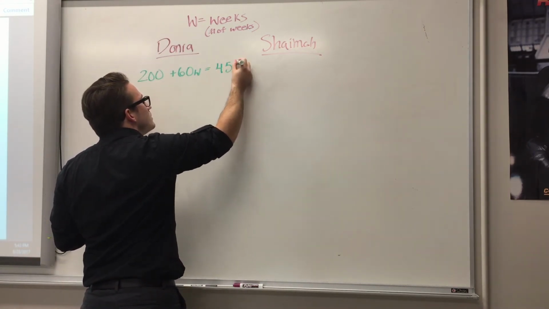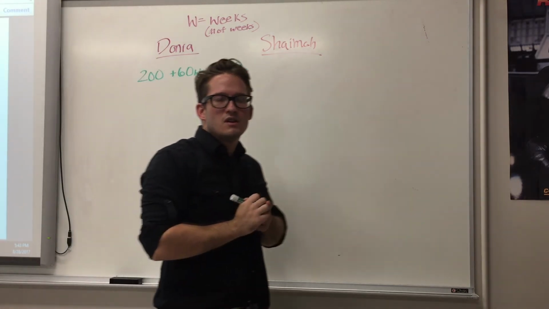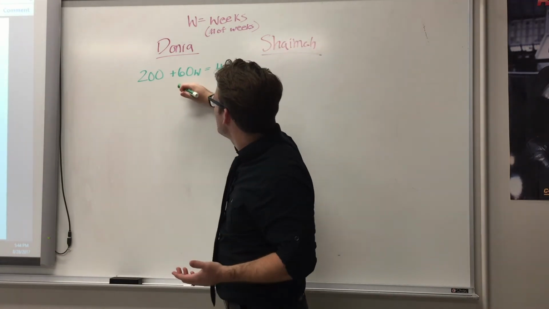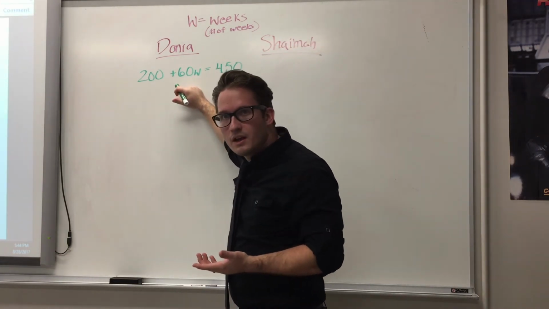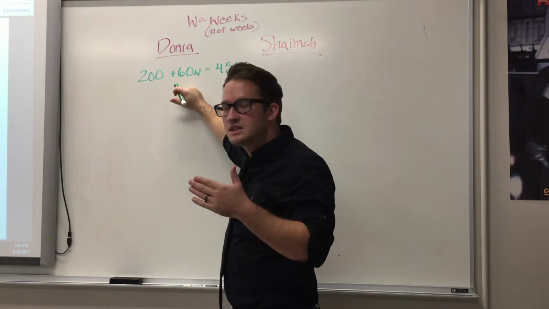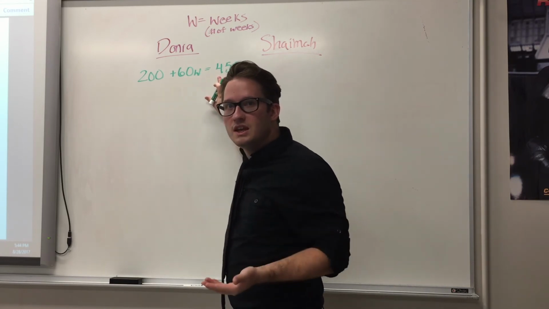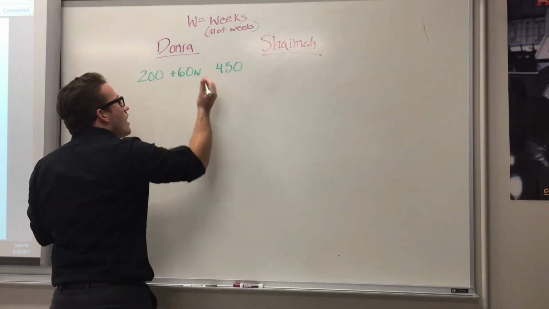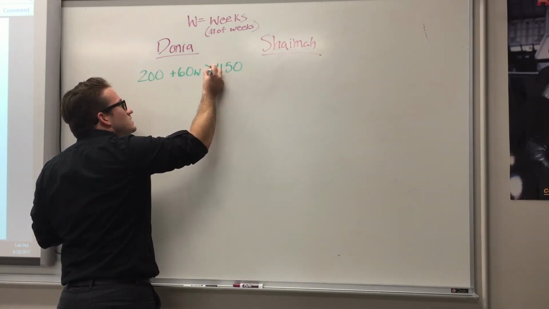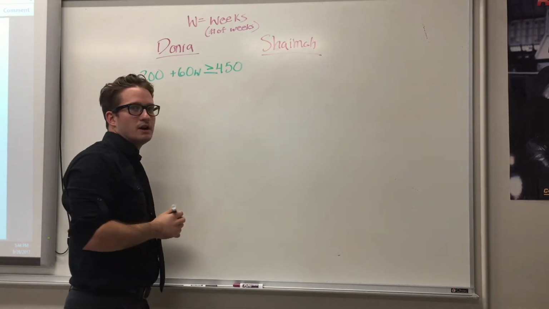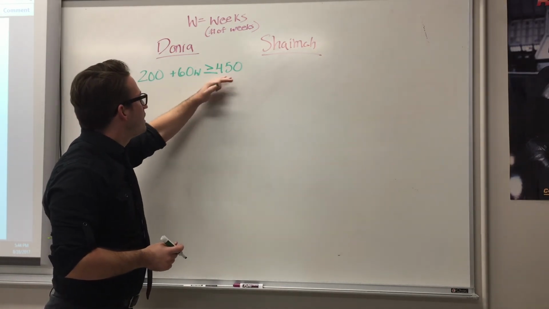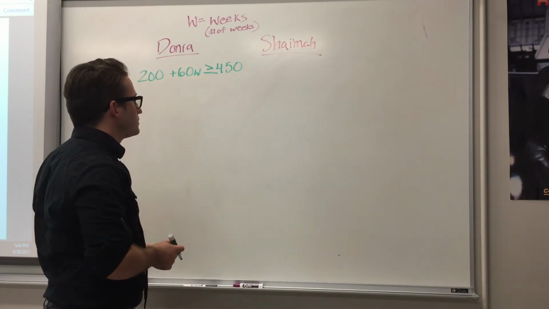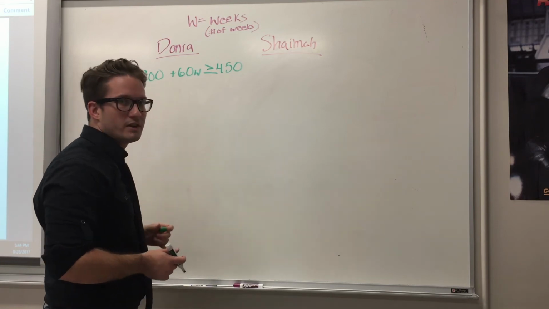Does that mean it's equal to? No, because if she's earning money, she's not going to stop earning money. She needs at least enough money to buy the phone, but she can continue to earn money after that. That's why we think of it as an inequality, because she wants at least $450, so she can be greater than or equal to the amount of money she needs. She needs $450, but she can always earn more than that. Okay? That's why it's greater than or equal to. We'll talk about solving this in a second.